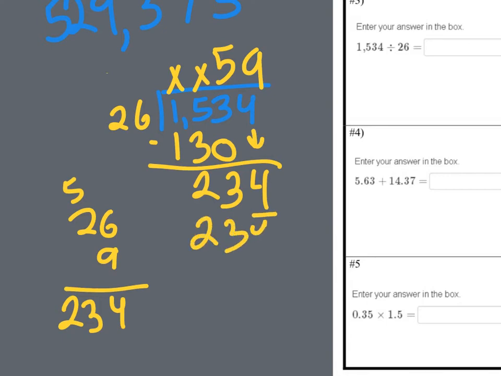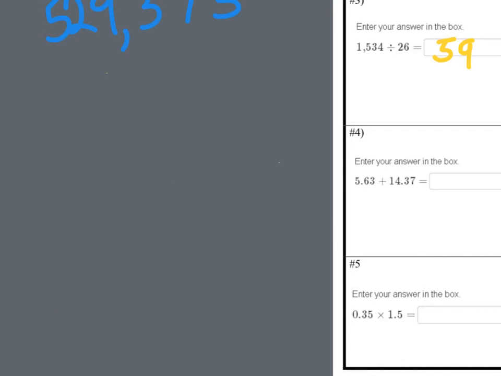So our answer for number 3 is 59. And if we wanted to, we can check our answer by doing 59 times 26, and we should get back our 1,534.